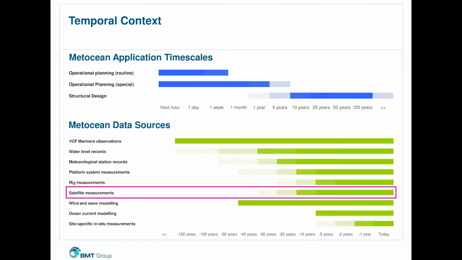If we look now at data sources, perhaps the longest term data source is visual observations from mariners, from ships. And we've got systematic ships records going back over 150 years. But these are visual observations, they're reasonably subjective, and their reliability is limited. Water level records, we've got relatively good long-term water level records at a limited number of stations. So at Newlyn we've got data going back well over 100 years now.